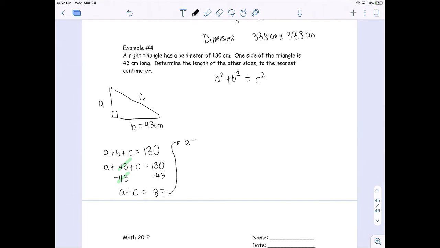Now we're going to solve for A. So we're going to bring that C to the other side. So it's going to be 87. If it's positive on the left, it becomes negative on the right. So I moved it over to become 87 take away C.